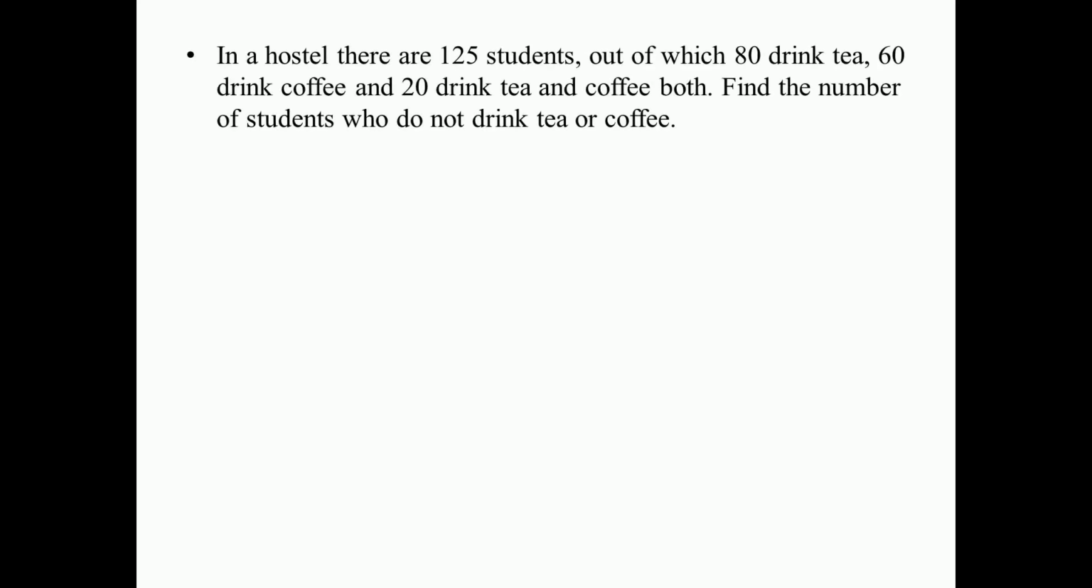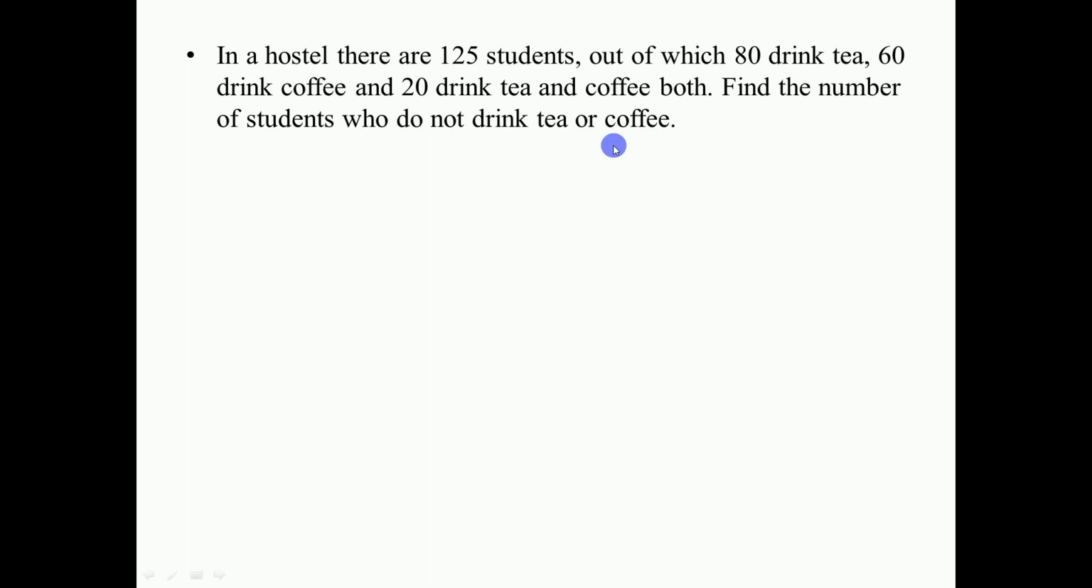Now let us move on to the next one, which is the last question of this video. It is a very simple one, so let us read the question. It is given here that in a hostel there are 125 students, out of which 80 drink tea, 60 drink coffee and 20 drink both tea and coffee. We have to find the number of students who do not drink tea or coffee.